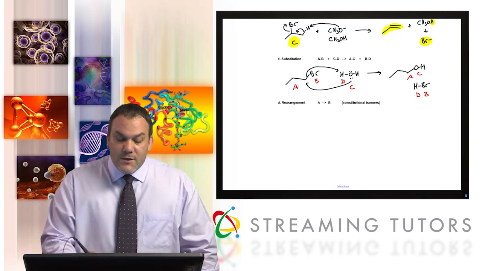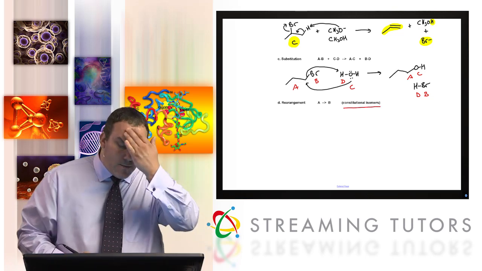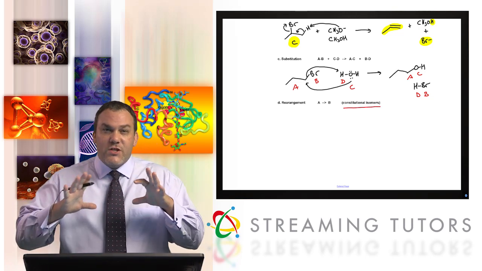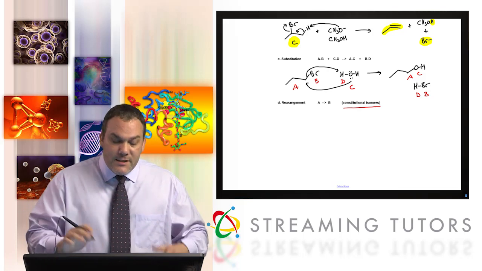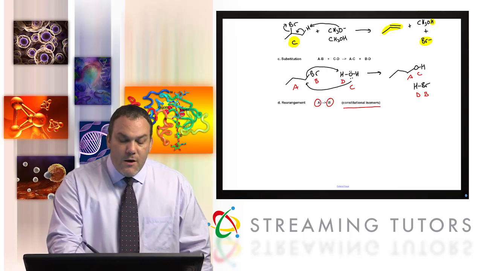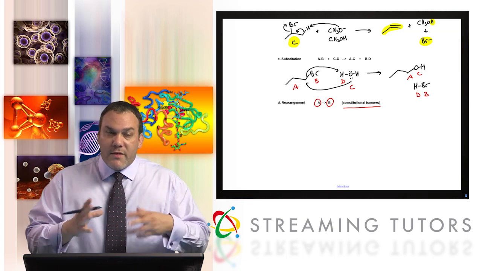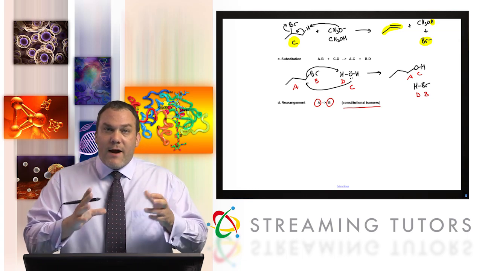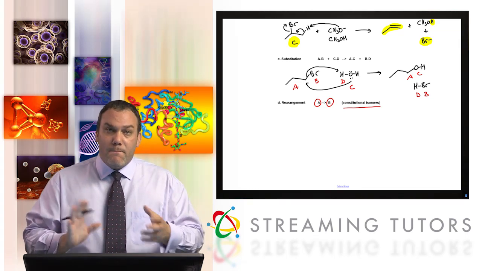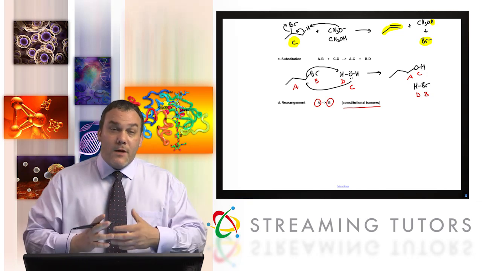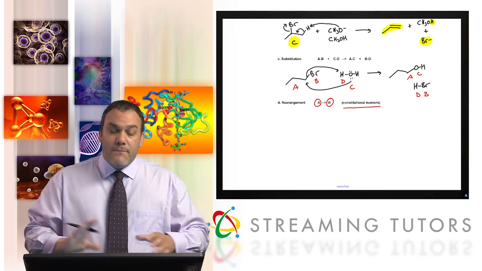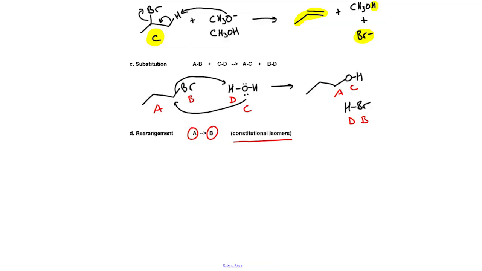Now, a rearrangement is also known as a constitutional isomer. All we're going to do is change something within the molecule, but it's the same molecule. So A just becomes B, meaning we're not working on it with anybody else. We're just going to modify A and make it into something different, B. But it's the same number of atoms, the same formula. That's a constitutional isomer.